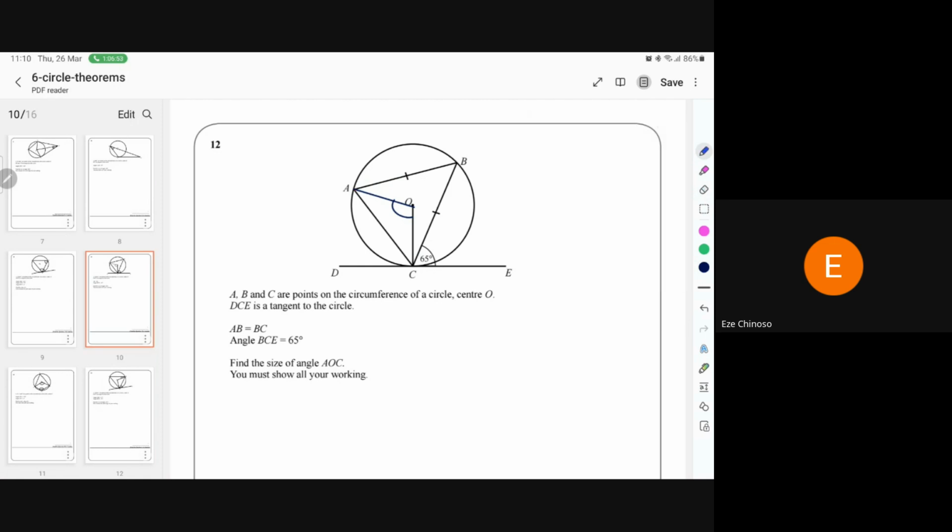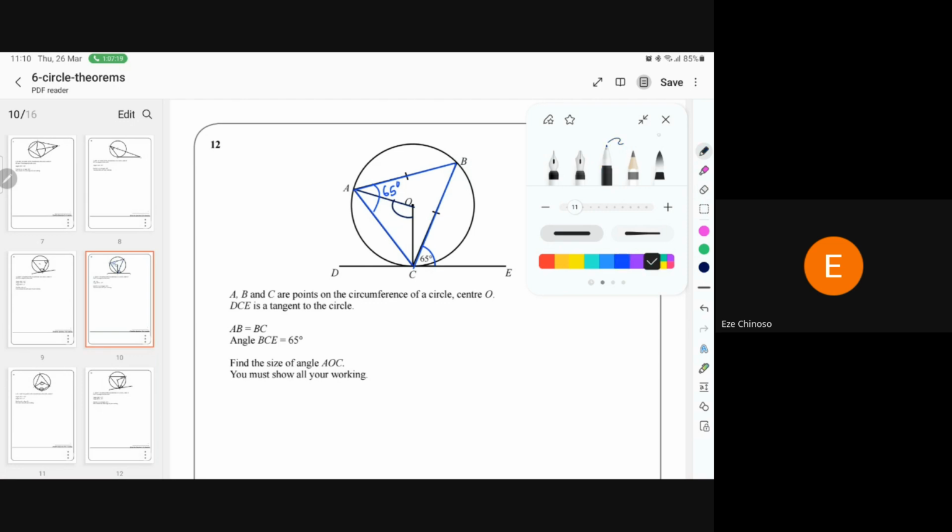Remember that in the alternate segment theorem, you have a line running through like this. This one forms an angle here, and because of that, this same chord is going to form an angle here. This same chord will come to form an angle here. Are you seeing it? Do you agree that here is 65 degrees? But it doesn't end here.